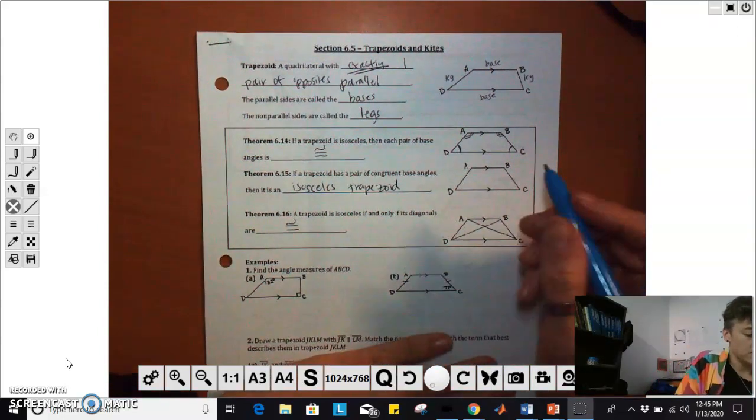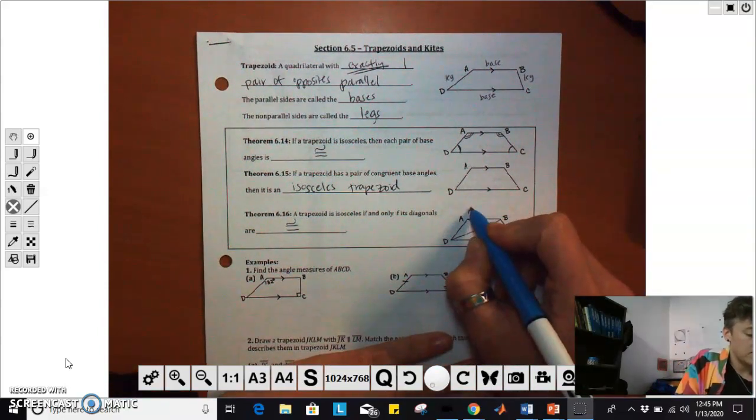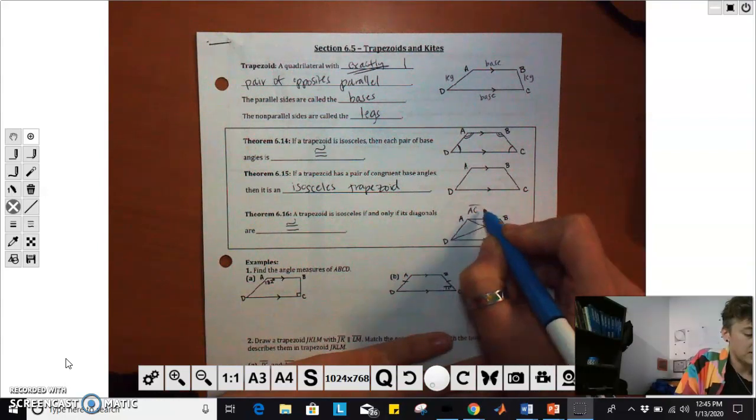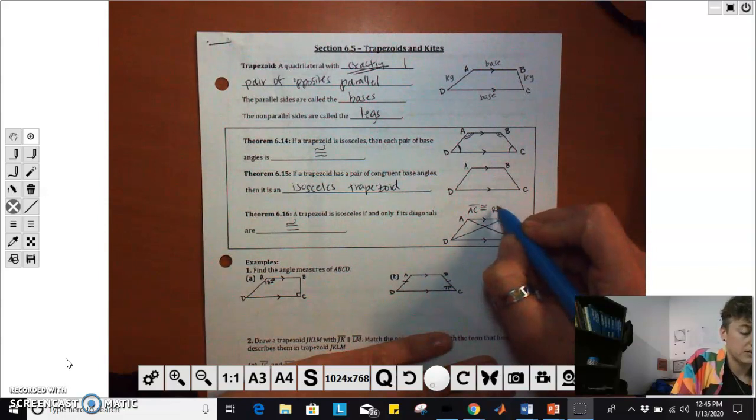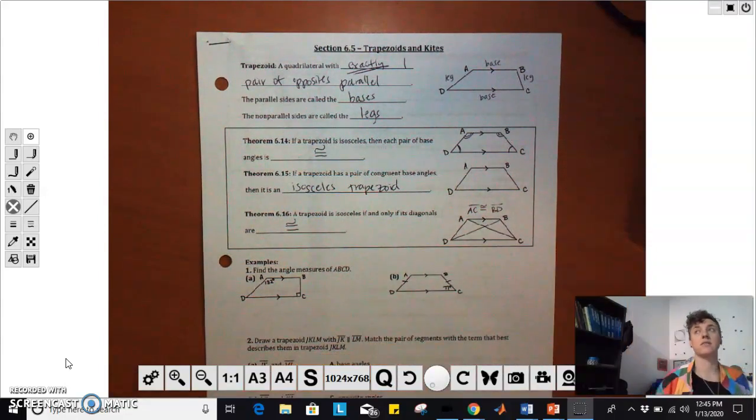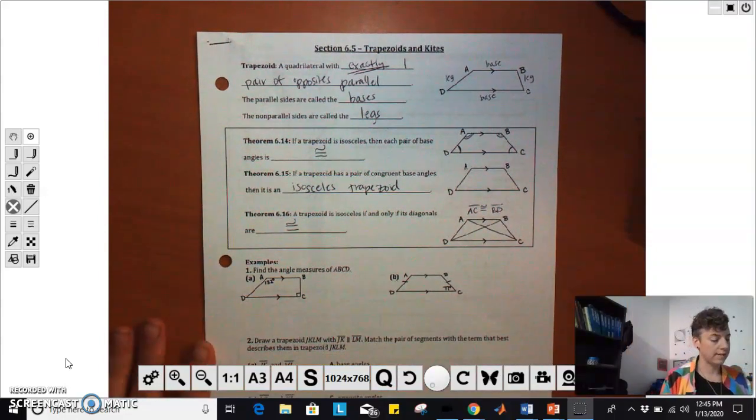Those diagonals are congruent. So segment AC is congruent to segment BD. Okay.